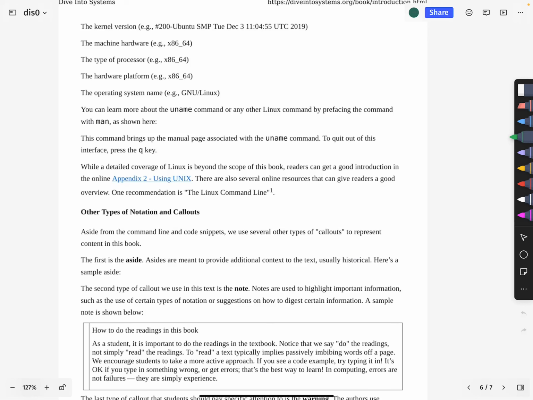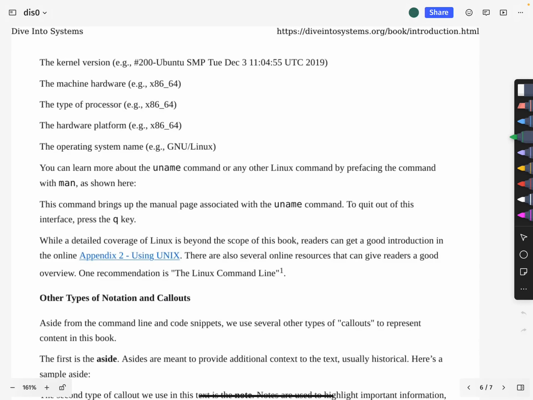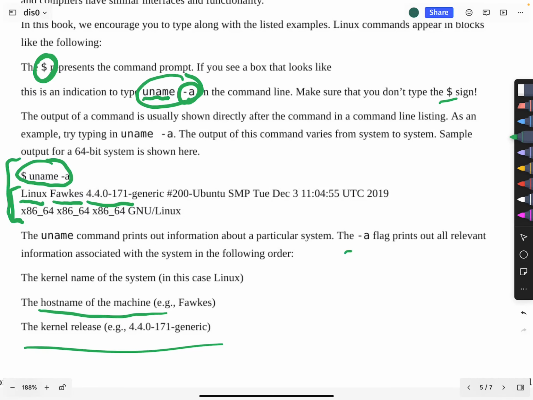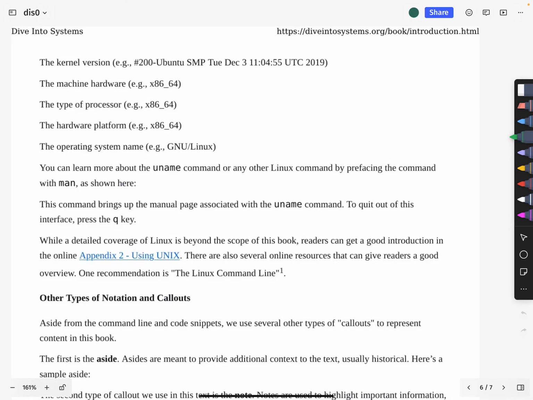Anyway, but this is all just an example. What does the -a do? The -a flag prints out all relevant information associated with the system in the following order. So, maybe other options could have printed out other information, but -a caused this information to get printed out. Okay, sure. Right, and it's describing all the rest of the information that was printed out by the command.